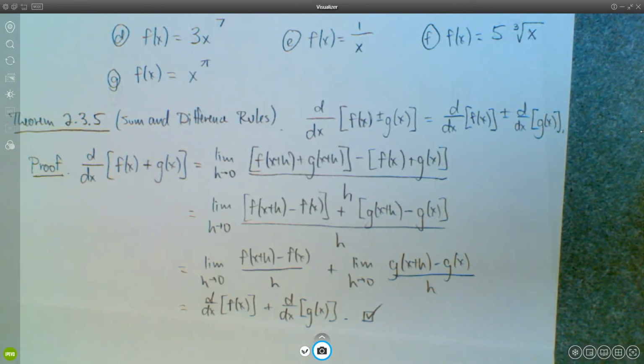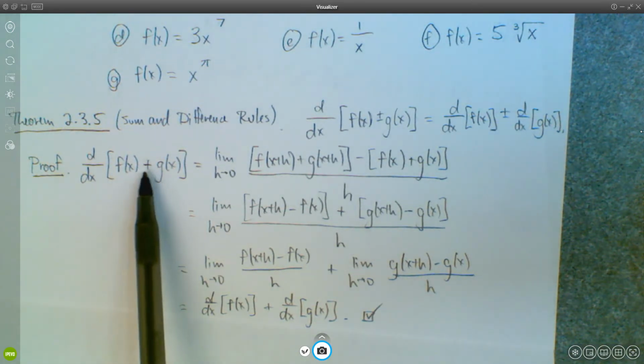That's really pretty nice. It's not something to be taken for granted. And I'll tell you right now, it's not true for multiplication and division. Okay? We're not going to talk about those rules right now, but we will soon. But yeah, it's not true for multiplication and division, but it is true for addition and subtraction. Okay? And here's the proof that it works.